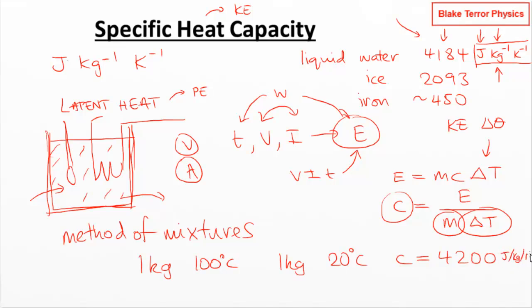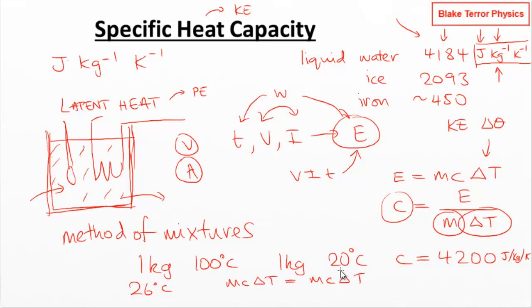So say we knew all of this, and then you mix them together. You put the metal into the water and you say, oh, well, we get the final temperature. So say the final temperature was 26 degrees C. You can then work out from method of mixtures, from conservation of energy. So you can say that the mcΔT has got to be the same for each one of them.